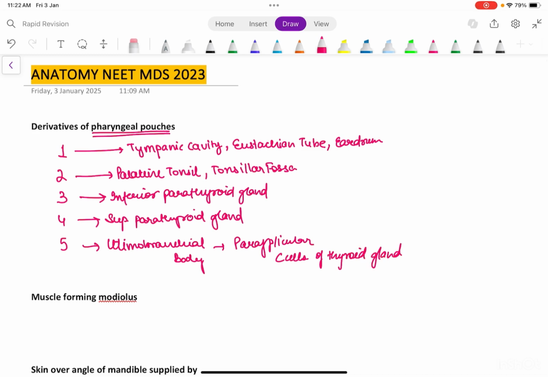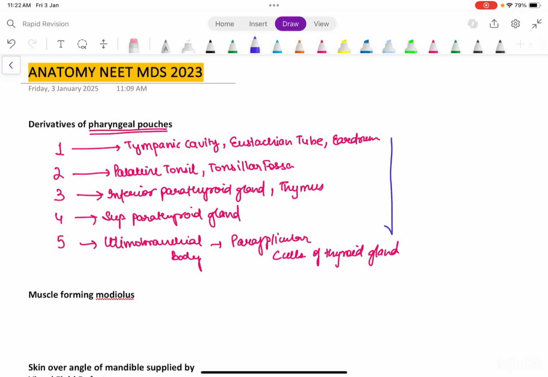Now I will tell you a very easy way to remember. The thymus is also present in the third. You just have to think of the way the location is based. First we will have the ear, then the tonsil, then the parathyroid gland. But in this, remember, inferior comes first, superior comes after that. Then fifth, the ultimobranchial body, basically after the parathyroid, and then you will have the C cells, right?